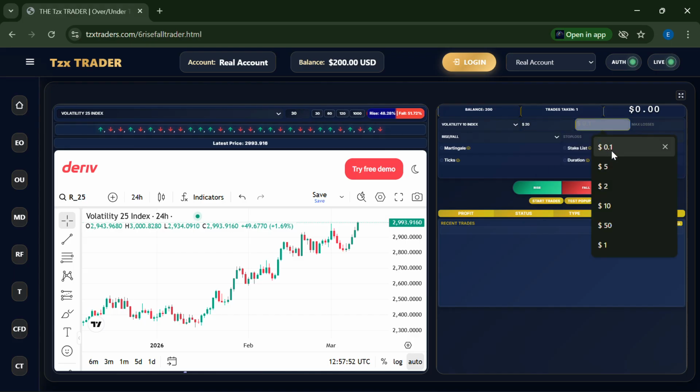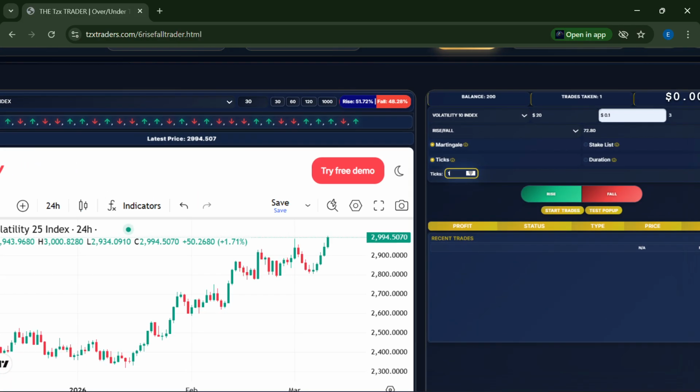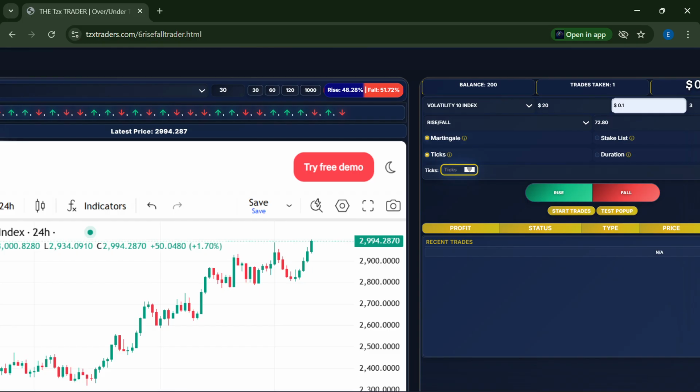Then a take profit of 0.1. Always make sure, even if you have a bigger account, the take profit is 0.1. For maximum loss, we are going to take 3. Then we are going to use a martingale of 1.2. Make sure the martingale here is 1.2, you just edit manually. Then for ticks, you are going to increase the number of ticks to 2, just like that.